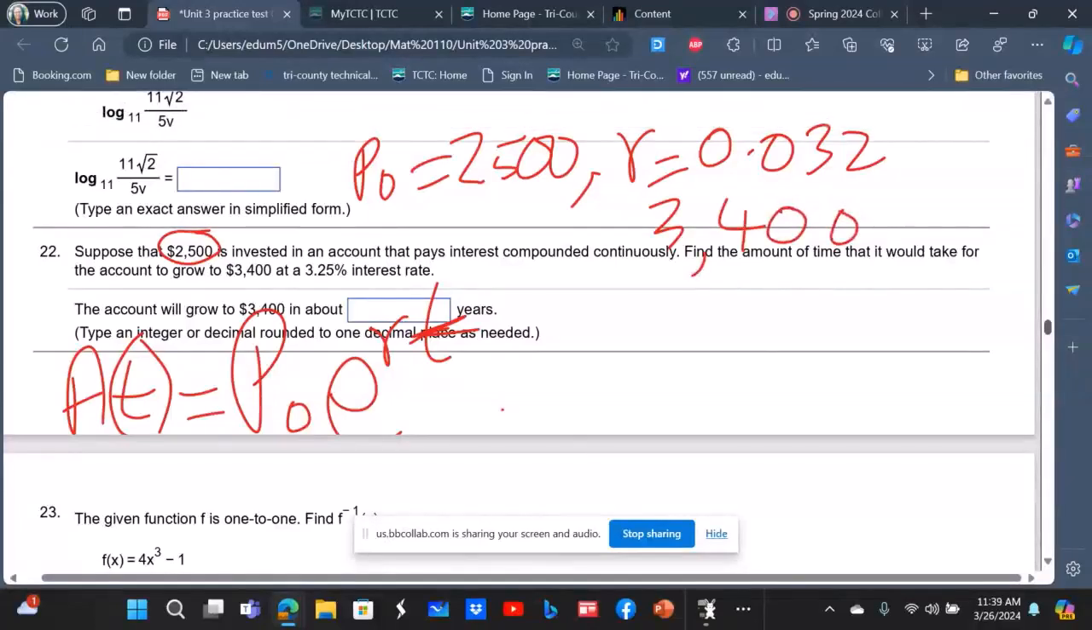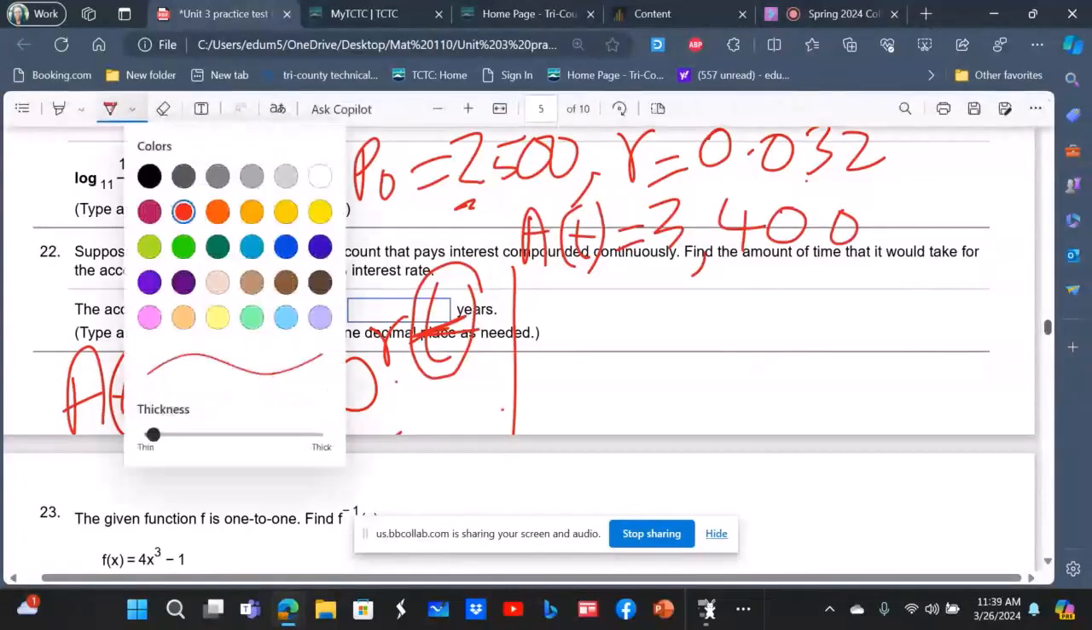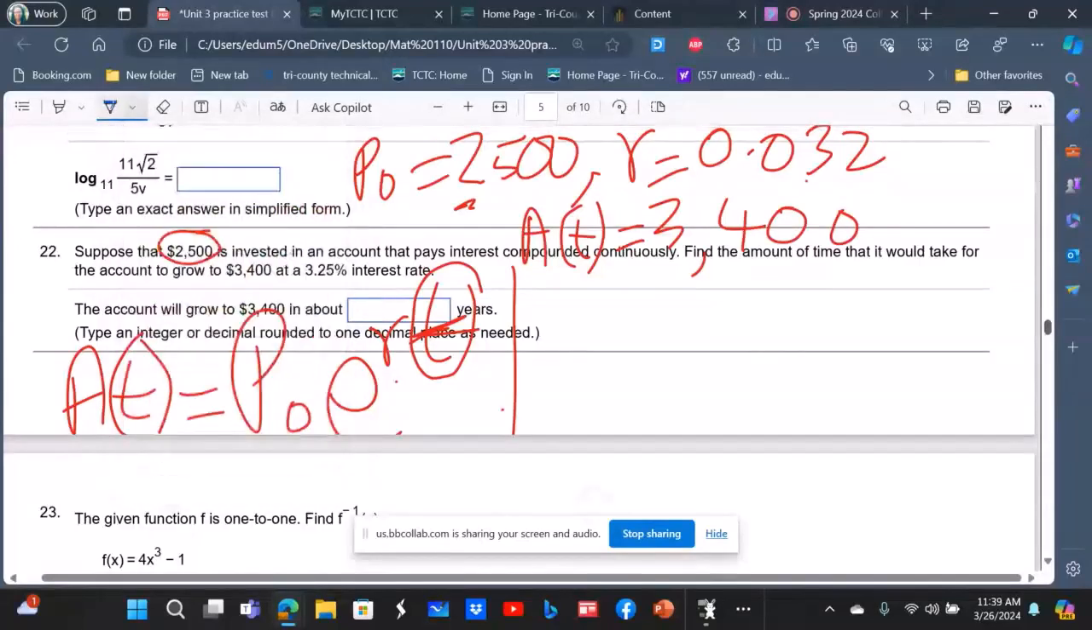So as soon as I'm given all this, I want to make sure. I am given the future value. This is the future value of the money. The present value of the money is 2,500. They want me to calculate the time. They also give me the rate. I have everything, so I can now solve. So I'll go ahead and plug into the formula.